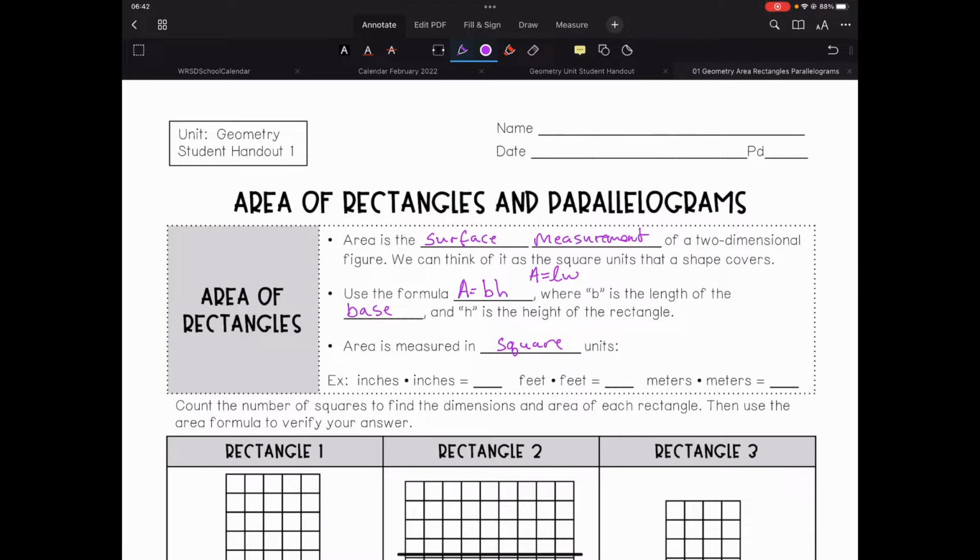So some examples: if we're measuring something in inches, we would say inches squared. We'll use that as our label for the area. If it's feet, it's feet squared. If the base and the height are measured in meters, then it would be meters squared.